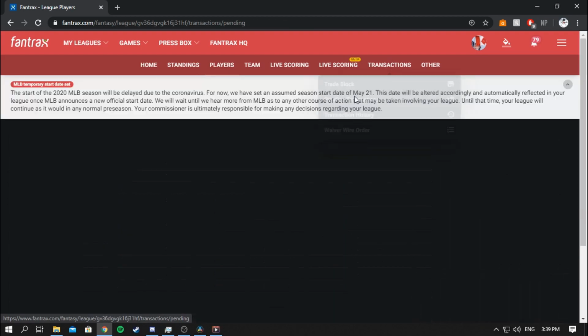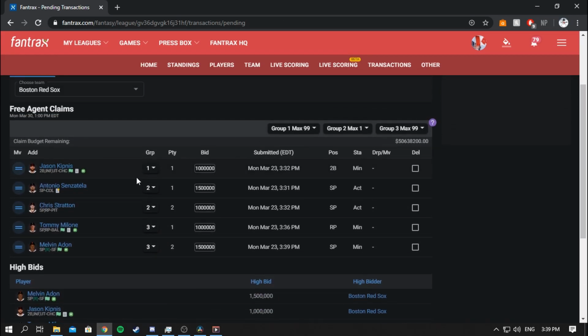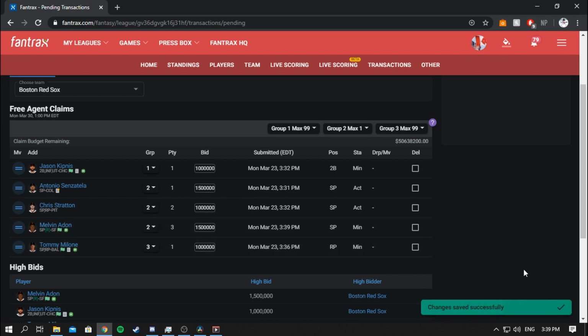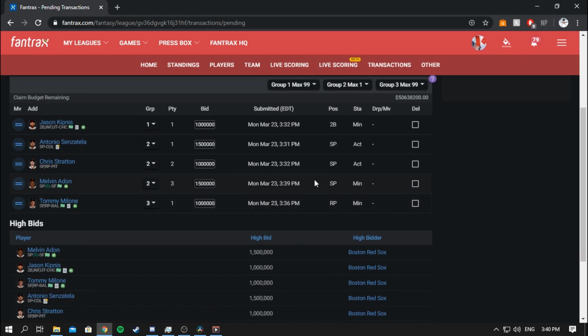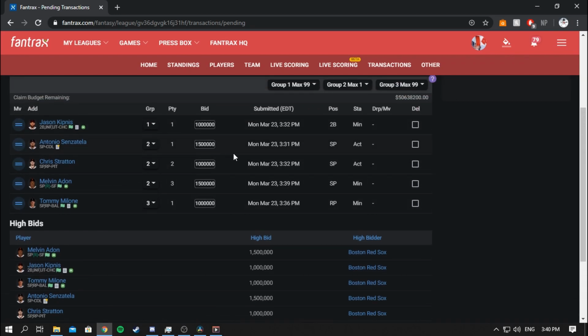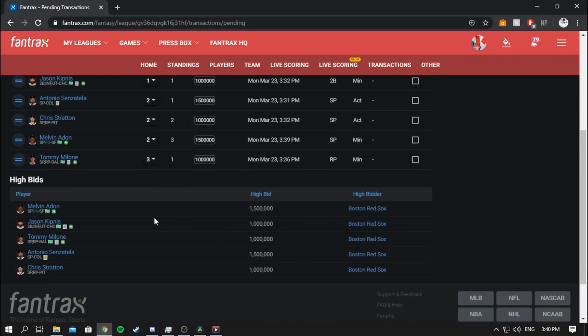Okay, I'm going to go back to the pending transaction screen and put Adon in group 2 with these other starting pitchers, and hit submit. Okay, now Adon is in my group 2 of starting pitchers, and I've bid $1.5 million on him. So now on the pending screen, only I can see the stuff that I've got going on for my team, but you'll be able to see this bottom part.